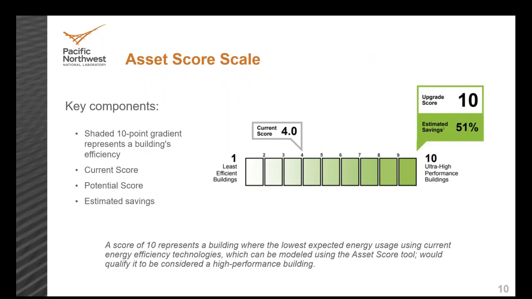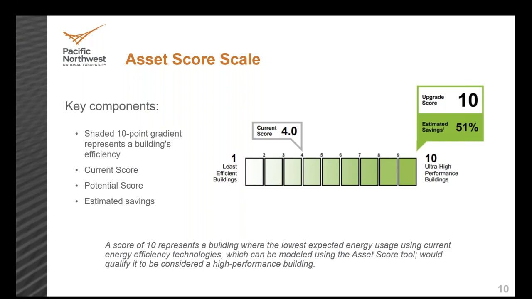Taking a look at the asset score itself, it's a shaded 10-point gradient graphical scale representing a building's efficiency, where 10 is the highest achievable score, reflecting the lowest expected energy use for a building of a particular use type that is achievable using current building energy efficiency technologies without renewables. A score of 10 would qualify it to be considered a high-performance building. Different score scales are used for different building use types to ensure that buildings are scored fairly by accounting for differences in standard operating conditions. Basically, you would compare offices to offices, retail to retail, etc.